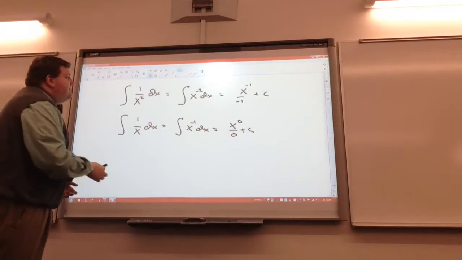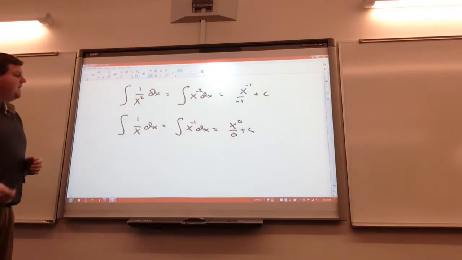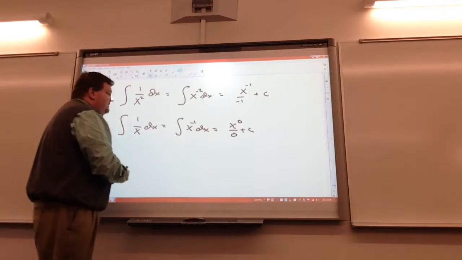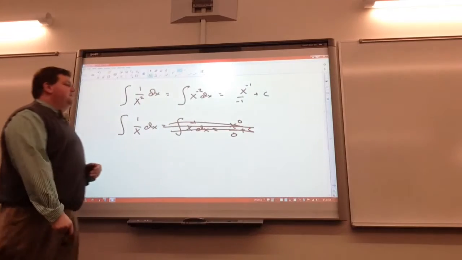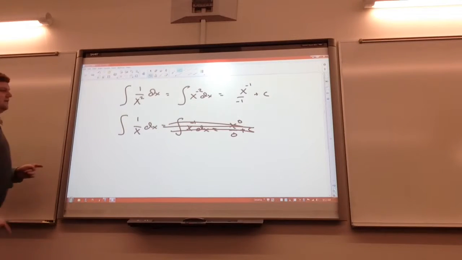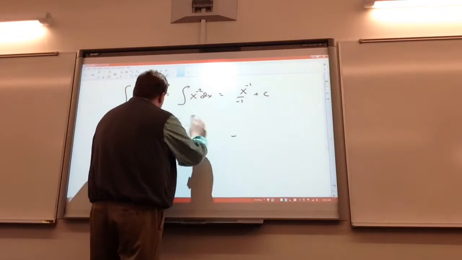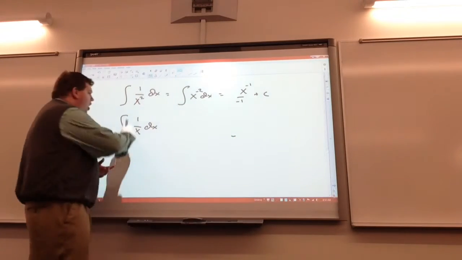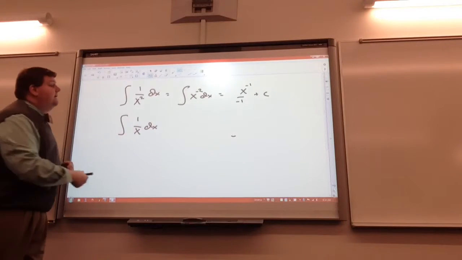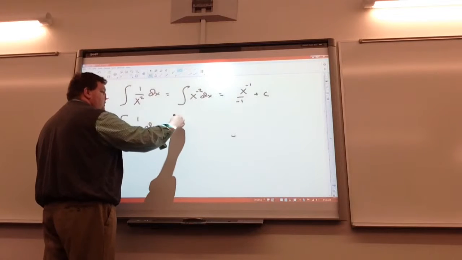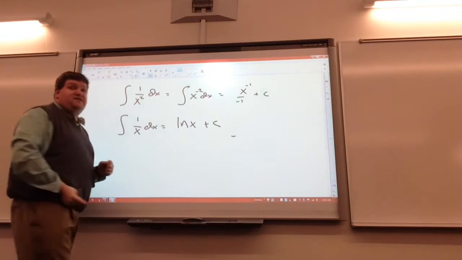Okay, and that actually brings us to our logarithms. This is a special antiderivative. So we can just cross all this out because it's flat out incorrect. Instead, the antiderivative of 1 over x dx is a special one. It's equal to the natural log of x plus c.